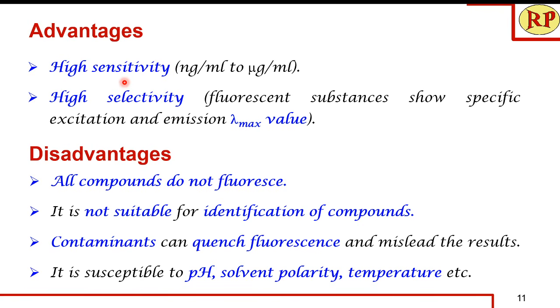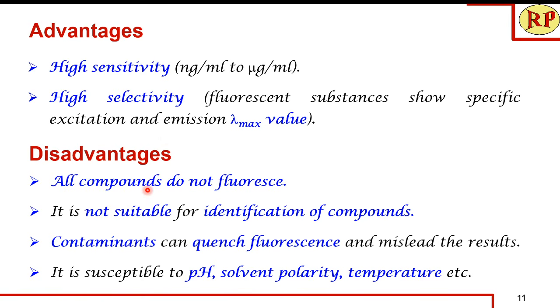And we have plenty of advantages. High sensitivity, that is, even trace amounts of sample like nanograms per ml also can be sensed. And high selectivity, because we have a unique excitation lambda max and emission lambda max for a particular molecule, we can selectively sense each molecule.